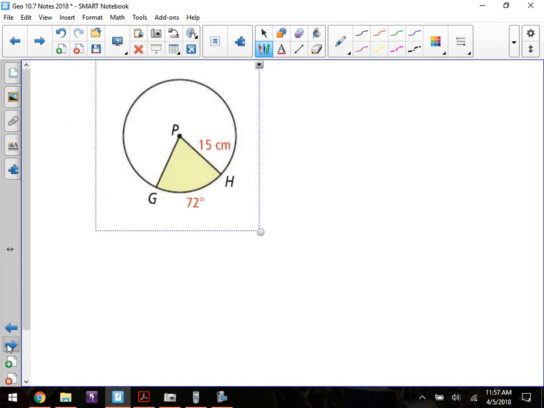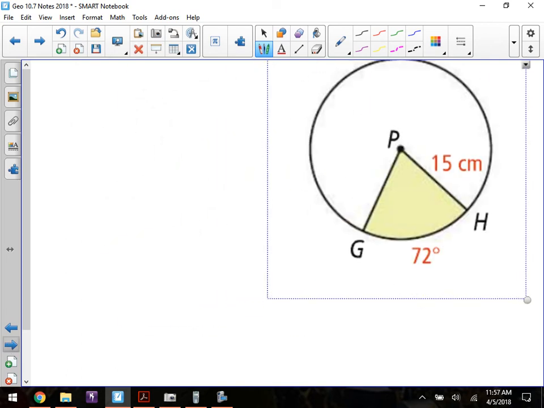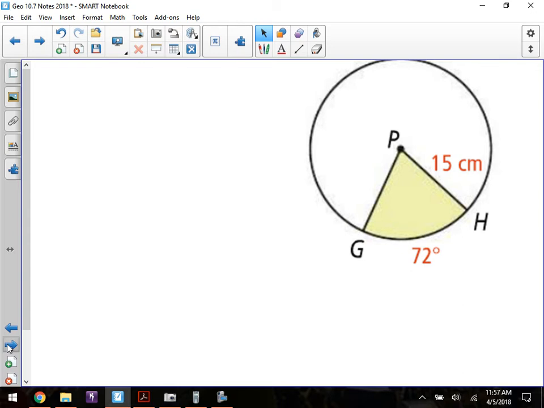Do this one. Same idea. Here's your radius. This one doesn't give you a central angle, it gives you the measure of an arc. Well, if the measure of the arc is 72, what's the central angle?